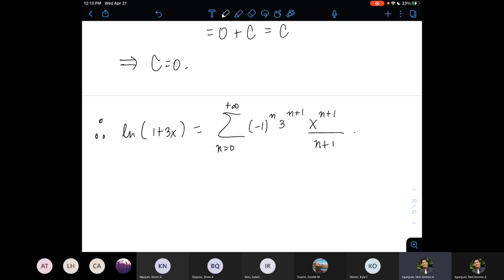Because c is equal to 0. All right, and that's it. That's our series expansion for ln of 1 plus 3x. Yes, Kevin, that's the whole point.